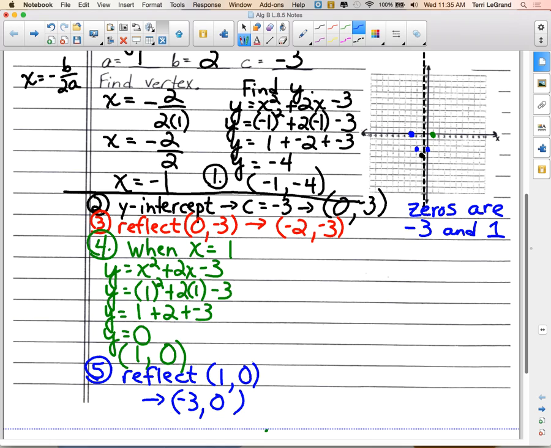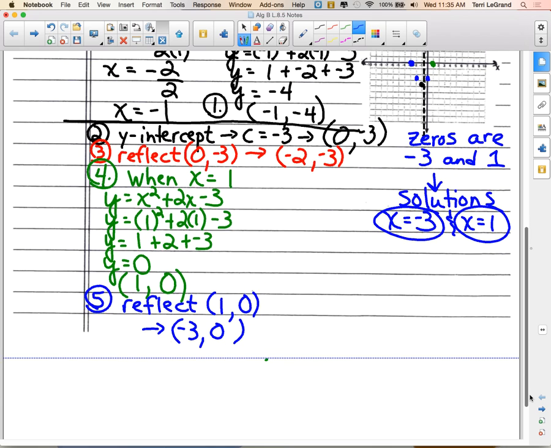Well, if that's what the zeros are, guess what? That's what the solutions are then. Solutions to this are x equals -3 and x equals 1. If you were asked to solve this quadratic function, that means you need to find some x values that make the equation equal 0. Those are considered the solutions.